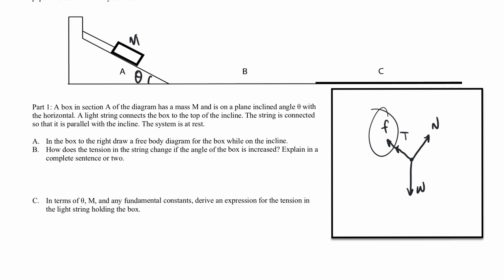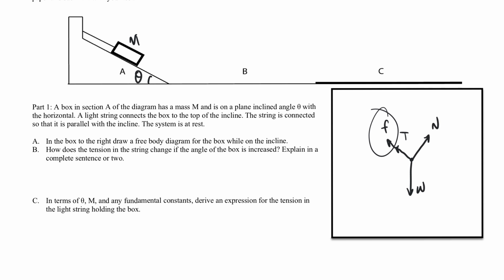It says, how does the tension of the string change if the angle of the box is increased? Explain in a complete sentence or two. Look, this isn't a mathematical question. If the ramp increases, the tension points more upwards. It's that simple. The tension is pulling more upwards, it's holding more of the weight of the box.